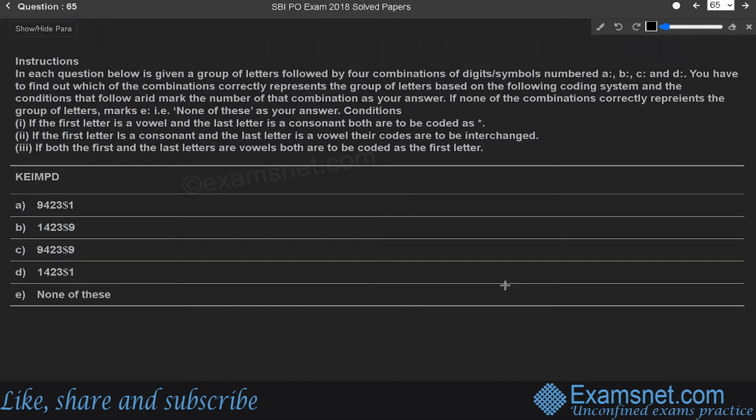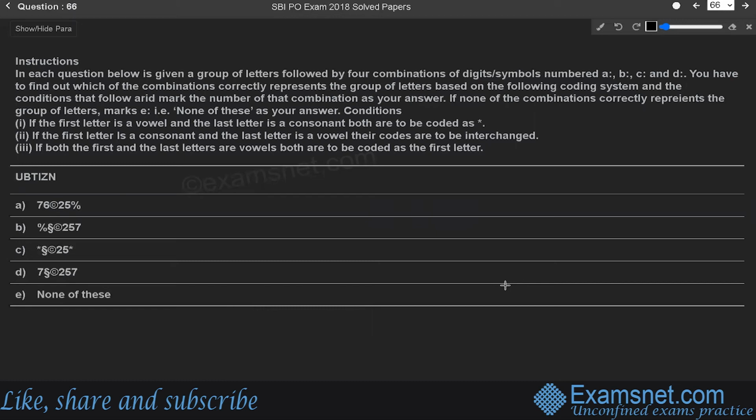Next question also has the same direction. Here the word is K, E, I, M, P, and D. Again, looking at the first and last letters here, the first letter is a consonant, which is K, and the last letter is also a consonant, which is D. So if both are consonants, then it becomes 1423.9. So we can say that the correct option will be option number B here.